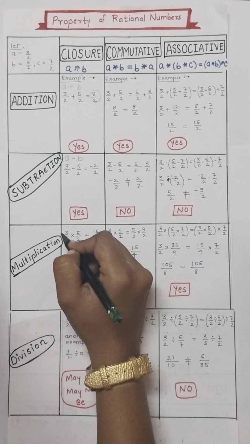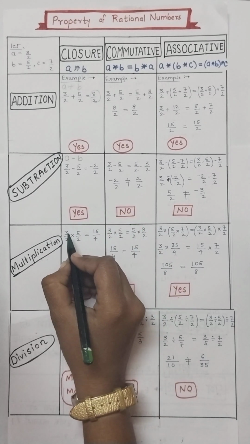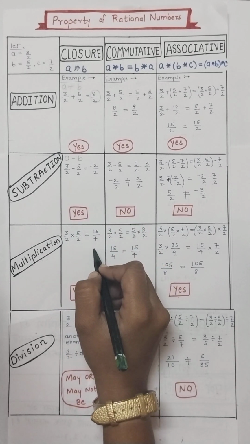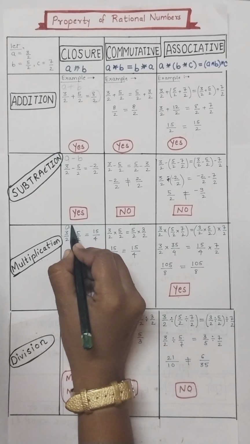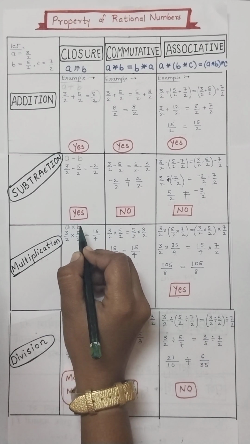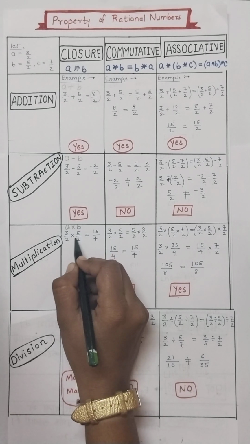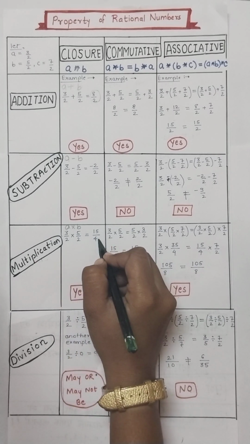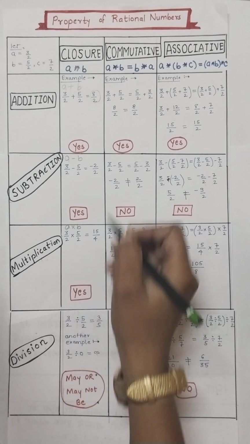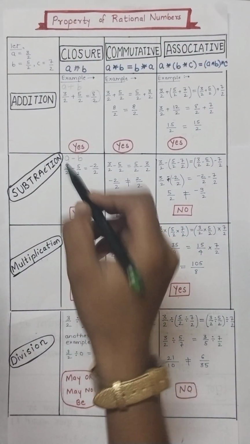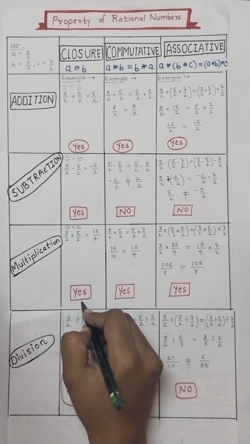Next we will see for multiplication. We will multiply two rational numbers. The answer must also be a rational number. Here a is multiplied by b. So value of a is 3 by 2 multiplied by value of b is 5 by 2. When we multiply both these numbers, we get 15 by 4. So yes, when we multiply two rational numbers, our answer is also a rational number.